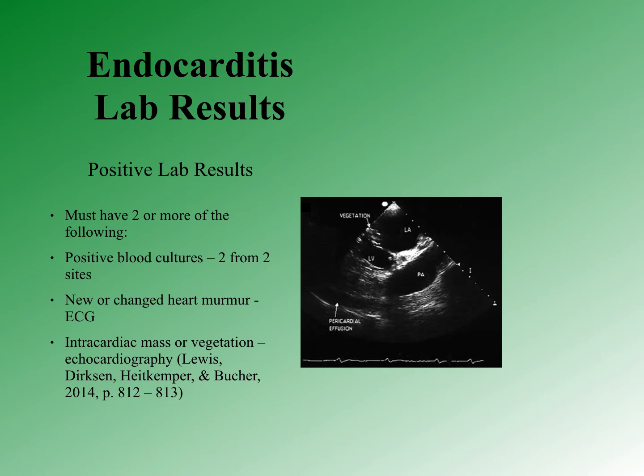Diagnosis of endocarditis requires at least two of the following: positive blood cultures, new or changed heart murmur, or endocardial mass or vegetation noted in echocardiography.